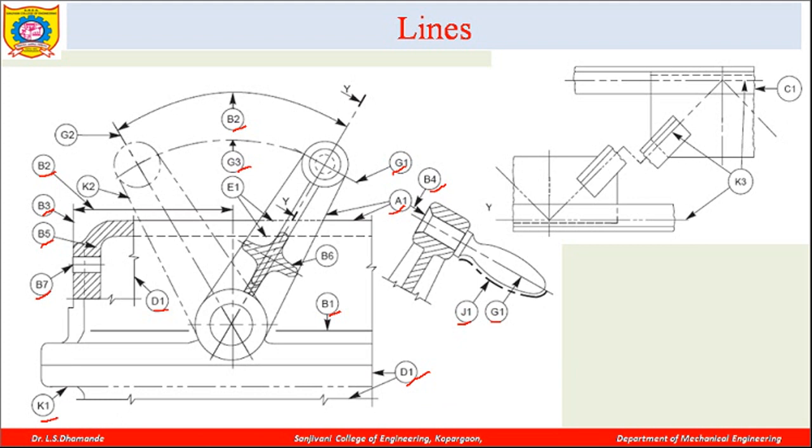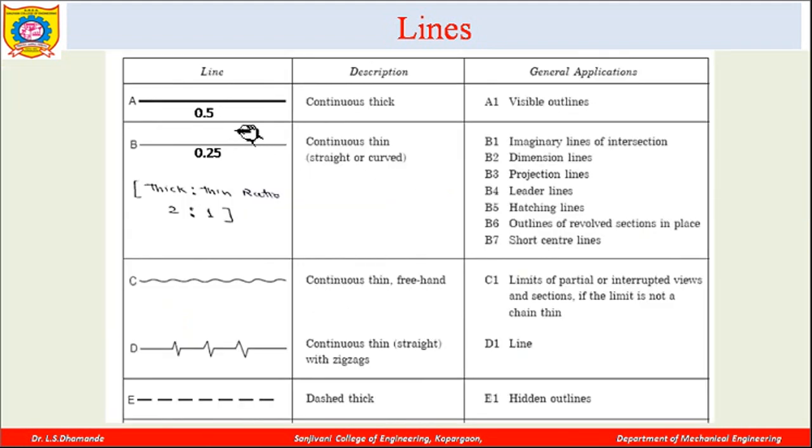With reference to this particular table, you will find that the A1 lines are the visible lines on the drawing. They are the thickest lines, called continuous thick lines, which generally have a thickness of around 0.5 mm. If you measure the thickness on a drawing, you will find a line thickness of around 0.5 mm.